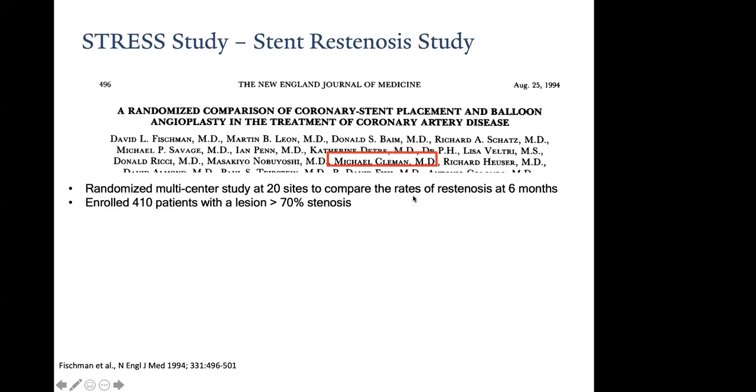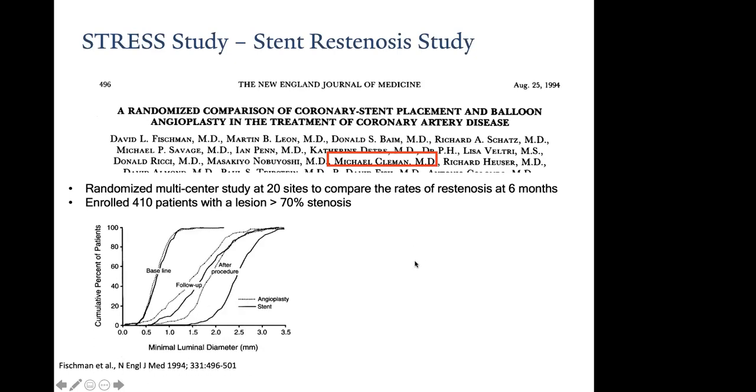So then the United States arm of this study was a similar design, looking at a randomized trial of bare metal stents and balloon angioplasty, the STRESS study, published at the same time in the New England Journal of Medicine. This looked at 20 American sites, and it was to compare the rates of restenosis at 6 months. So 410 patients were enrolled who had stable lesions greater than 70% stenosis.